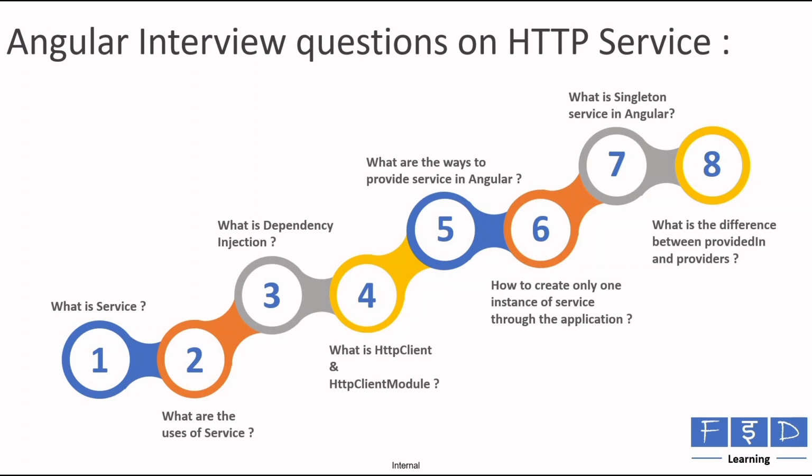Next question is, what is HTTP client and HTTP client module? HTTP client is a built-in service class available in the @angular/common/http package. The HTTP client is more modern and easy to use, and it's an alternative to HTTP because HTTP client is an improved replacement of HTTP. HTTP client is used to perform HTTP requests and it is an RxJS observable-based API, which means it returns an observable and we need to subscribe to it.